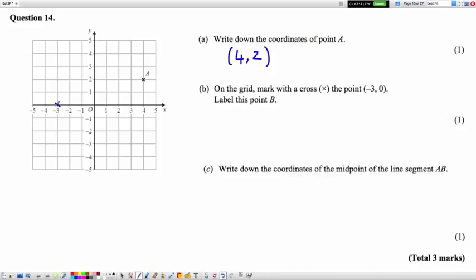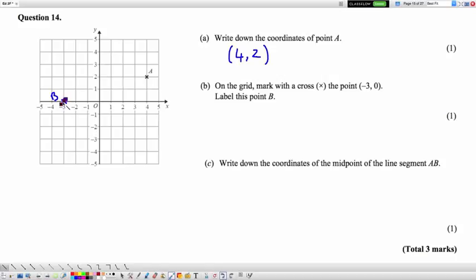and 0 for y. So we stay here on the x-axis. And we label this point B. Write down the coordinates of the midpoint of the line segment AB. Well, if we connect our lines here, we can look and see where the line is approximately halfway.